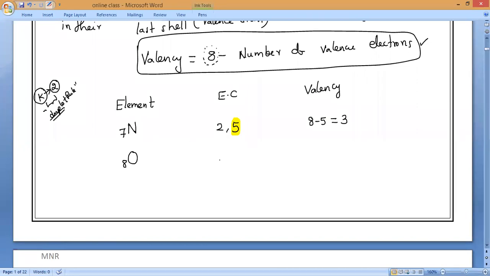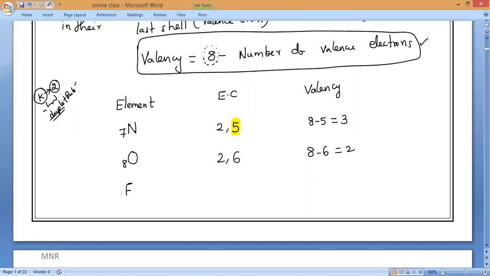Oxygen. What is the electronic configuration of oxygen? 2, 6. So here what will happen? 8 minus 6 equals what? 2.